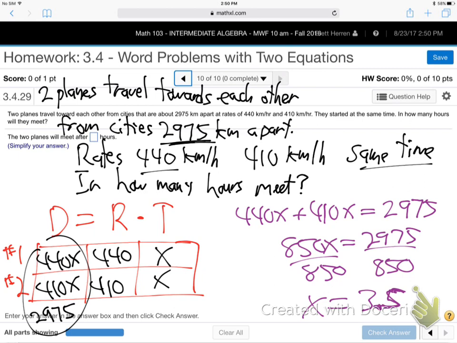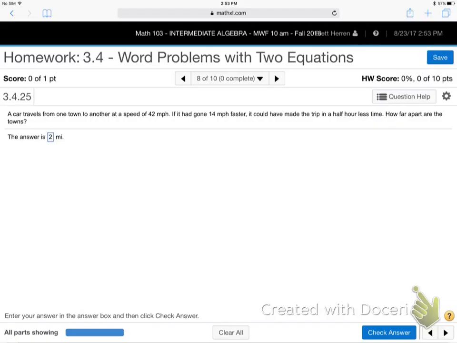So remember the basic game plan. When they get more tricky, it's still the fundamental. We started with the easy. Okay, so number 8 now. So it says one town to another. Okay, car travels from one town to another.